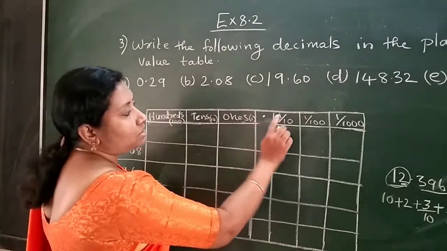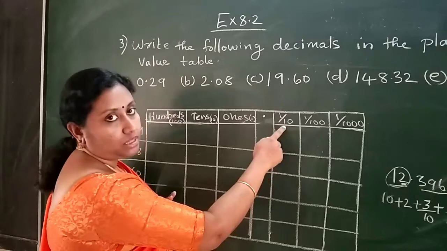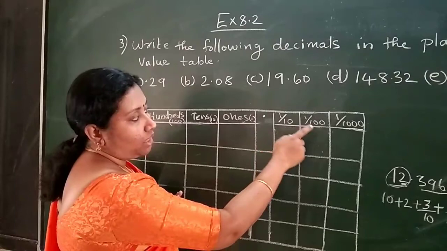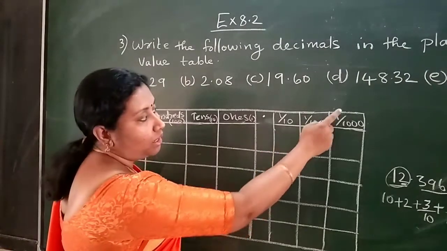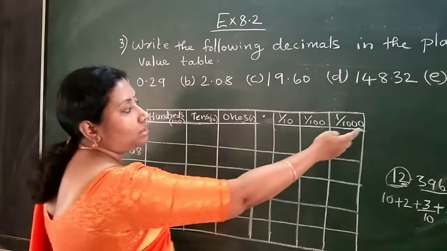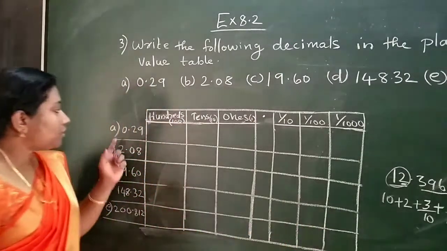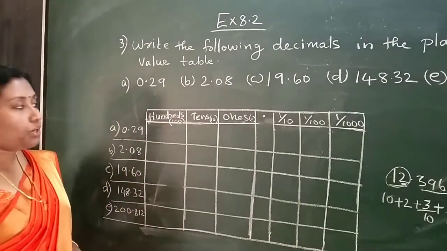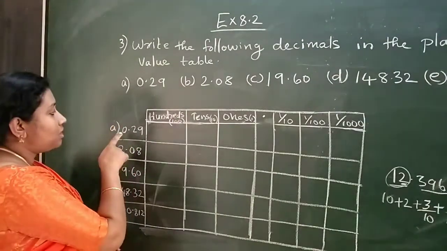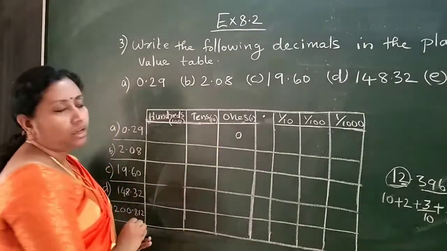Then in the decimal part, after the decimal point, the place value of the first place is tenths or 1/10. Then second place 1/100. Third place 1/1000. If there is a fourth place number, that is 1/10,000, like that. Then here your question is 0.29. Here in the whole number part there is only one digit, the ones place number. Which is that number? 0. Simply write that 0 here.